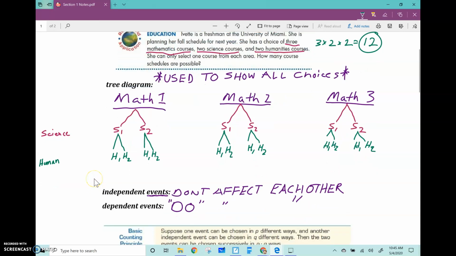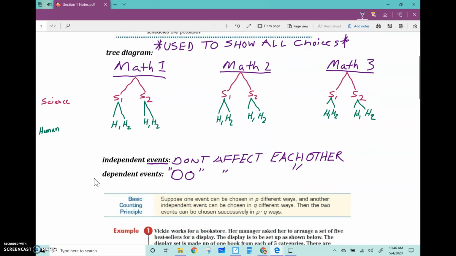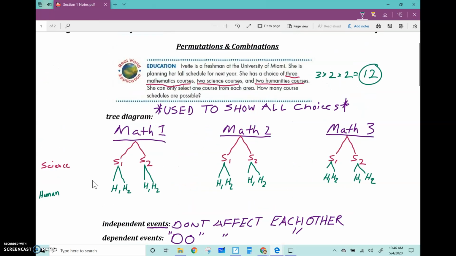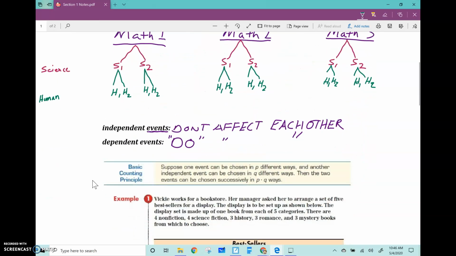Now, sometimes the data becomes too much and we don't want to use a tree diagram. So what we'll do is get into making easier calculations. But first we need to understand a few things. Any independent event doesn't affect each other. A dependent event, they do affect each other. An example of a dependent event could be like a race, who comes in first, second, or third. And the basic counting principle, I'll let you read that. P times Q ways, that's kind of what we did up here at the top. We multiplied our 3 different options together with the number of choices.